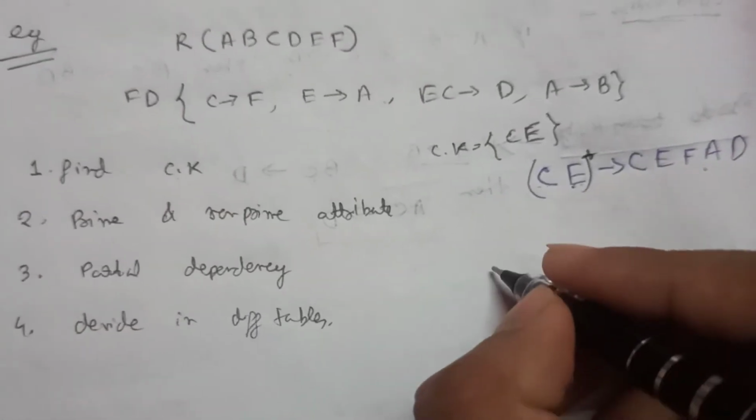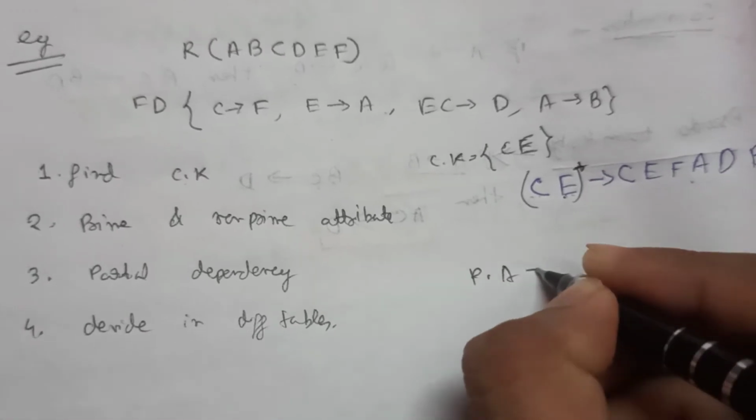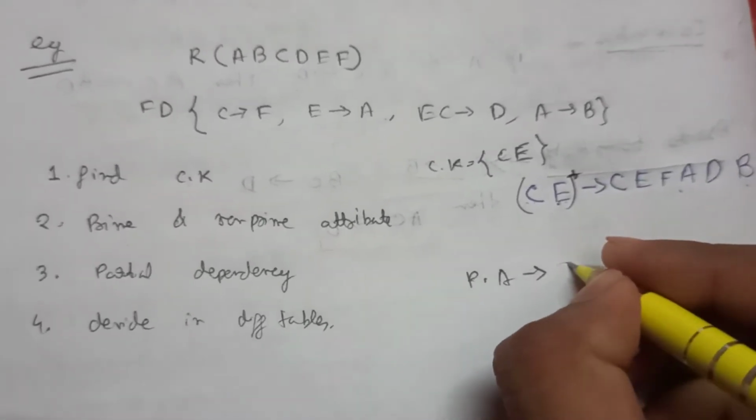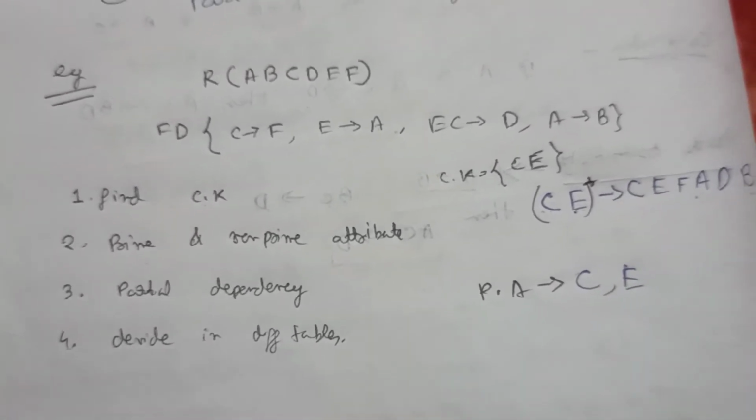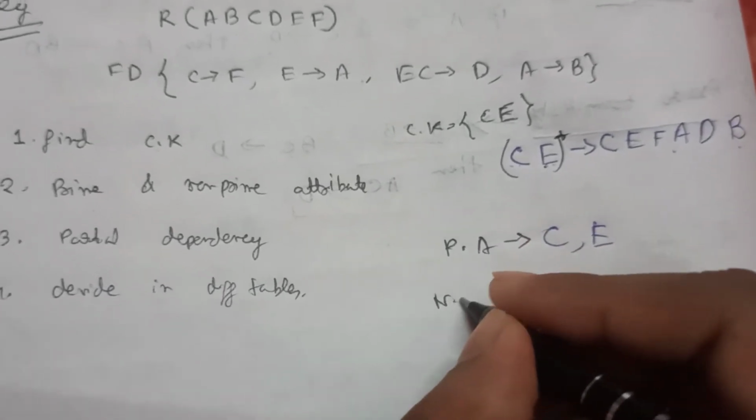So what are our prime attributes? Prime attributes are C and E. And what are our non-prime attributes?